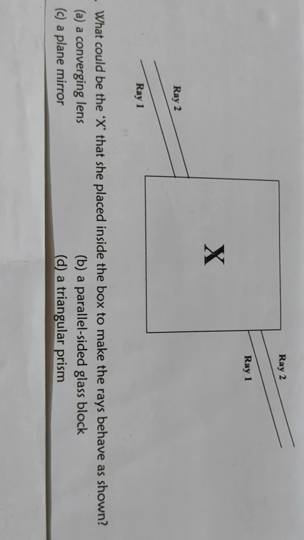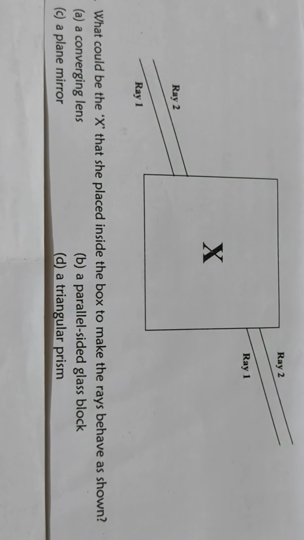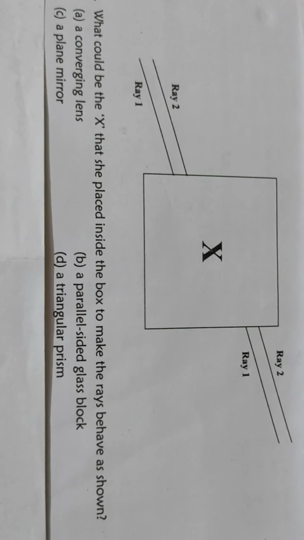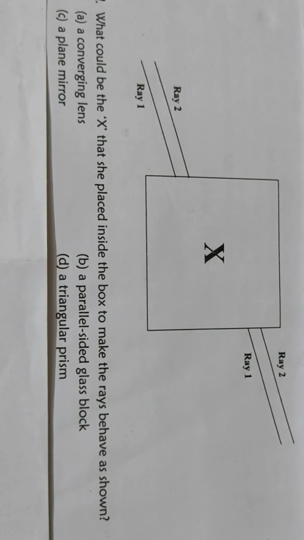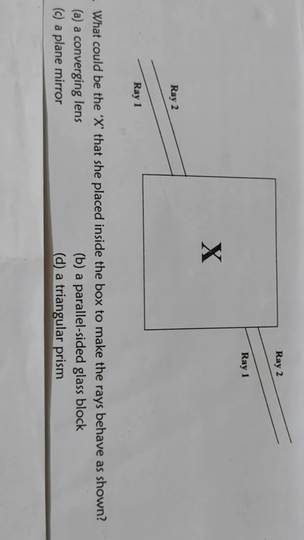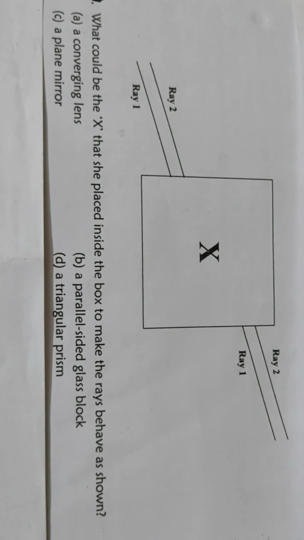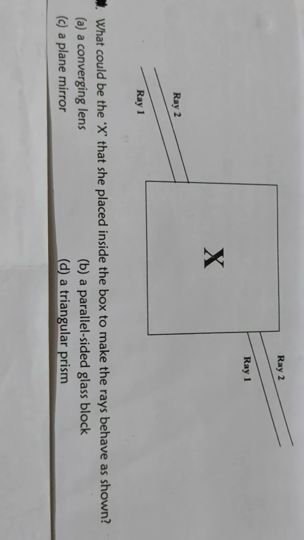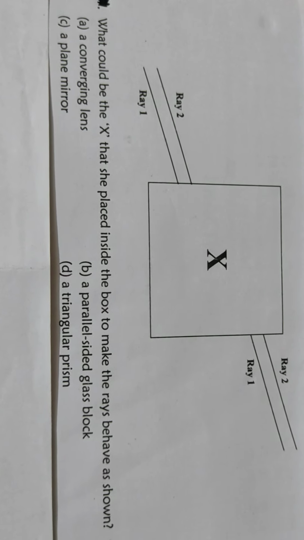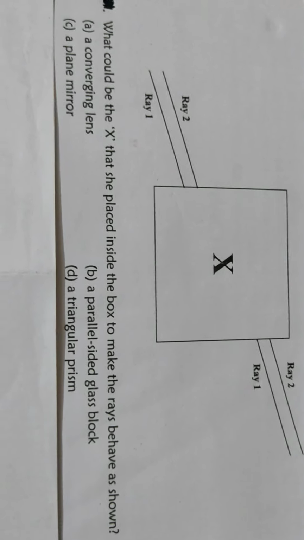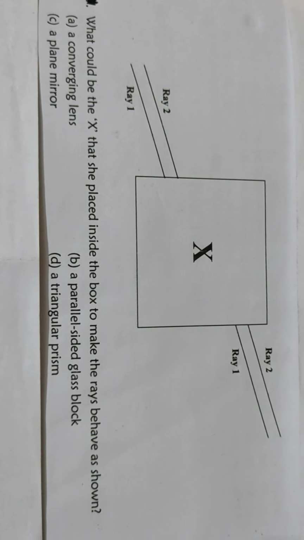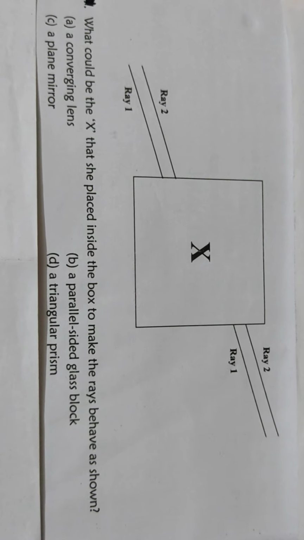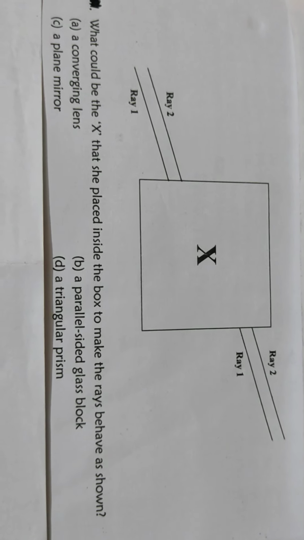A square box is shown which is labeled as X, and on either side of the box we can see two rays, a pair of rays on either side, ray 1 and ray 2. Since arrows are not drawn, it is written that they are rays but arrows are not drawn. So we can imagine the left side to be a pair of incident rays and the right-hand side, let us say, a pair of emergent rays.